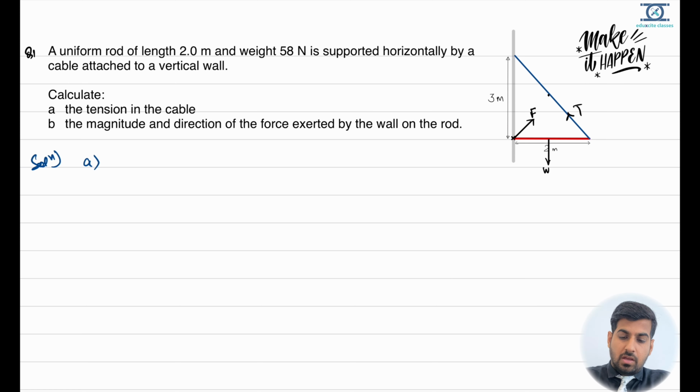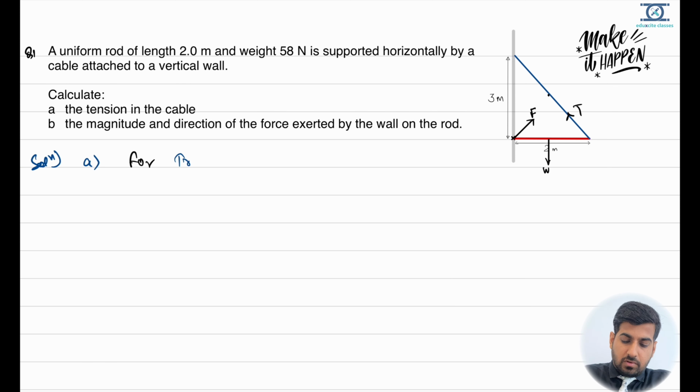Okay, now once we have identified the forces and we know that it is being suspended horizontally and it is in an equilibrium condition. So what we can do is, whenever an object is in equilibrium condition, we have two conditions. One is the translational equilibrium where the forces are balanced, and one is the rotational equilibrium where the moments or the torques are balanced.